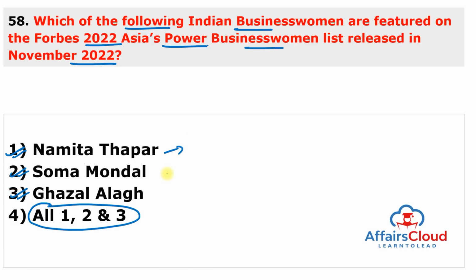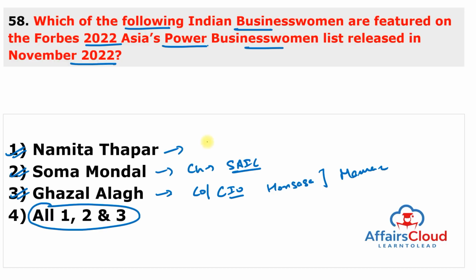Soma Mondal is currently the chairperson of SAIL, Steel Authority of India Limited. Next, Ghazal Alagh is basically the co-founder and chief innovation officer of Honasa Consumer, or you can say this is Mamaearth. And next, Namita Thapar is executive director of India business of Emcure Pharma. So remember, this is Forbes who released the 2022 Asia's Power Businesswomen list, featuring 20 women executives and entrepreneurs in businesses across the Asia Pacific region.